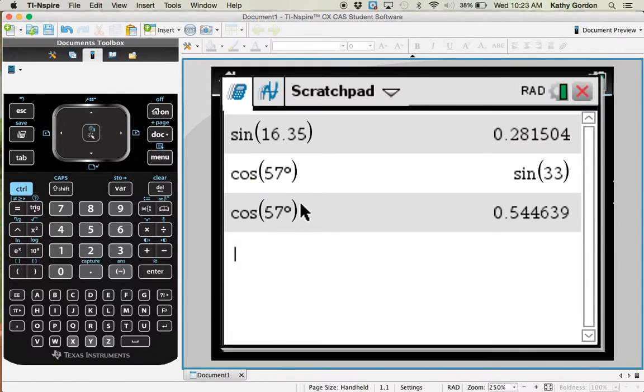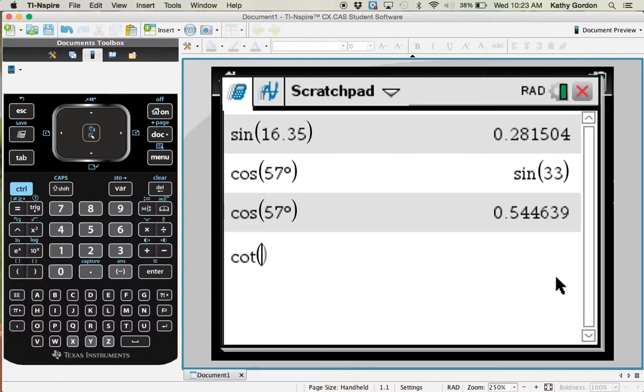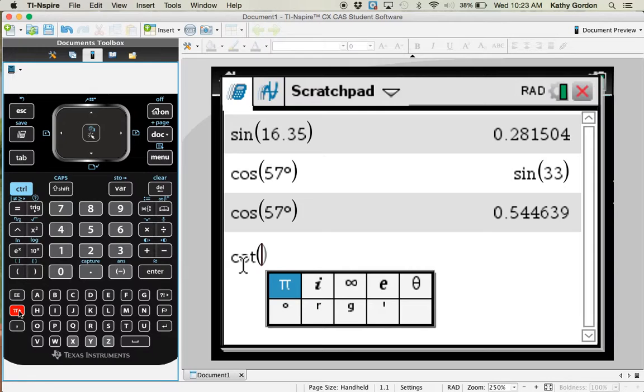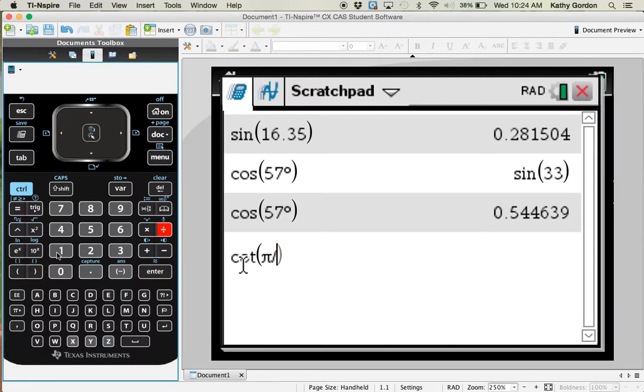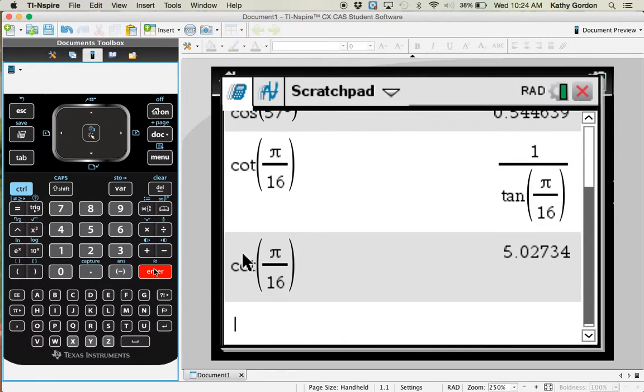So in number 11, I need the cotangent. So trig, cotangent. I need pi over 16. Pi is in the pi button, thankfully. So pi divided by 16. Hit enter. There's one of those funky answers again. So now I'll go back and do control enter. And yes, that is incorrect. I thought that was weird when I was doing it, but I was so tired I couldn't get my brain to figure it out. So 5.0273 is the correct answer to 11A, to 4 places.